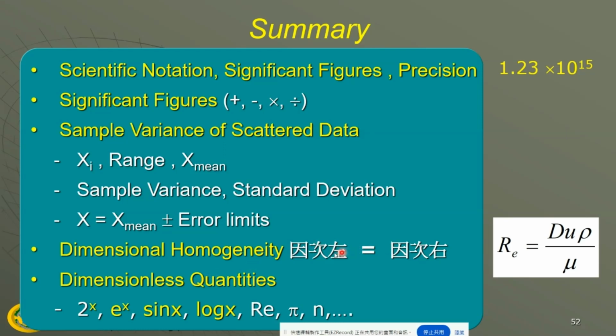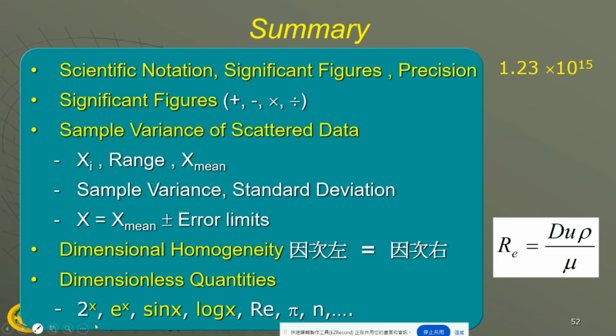That means the dimension on the right will be equal to the dimension on the left. So as you can see here, the dimension on the right needs to be equal to the dimension on the left. And as you know, this is called Reynolds number. Reynolds number is called a dimensionless quantity. So if you have a dimensionless value on the right, you need to have a dimensionless quantity on the left.